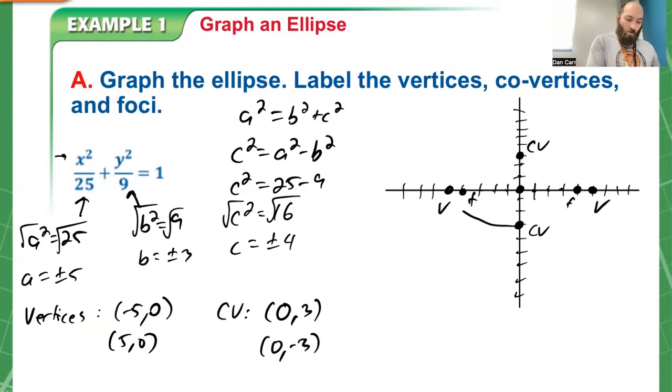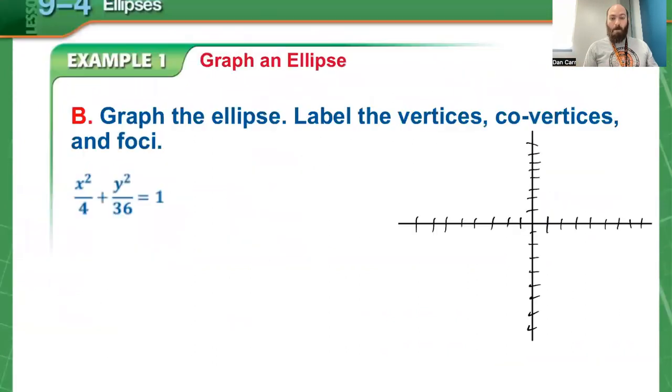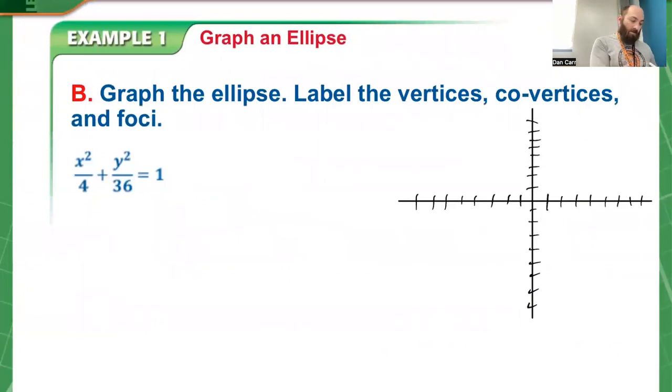So just to get my little oval shape, as long as you have all your vertices, co-vertices, and label the foci, that's what we're looking for in a graph. So this is a good horizontal one. And again, that's because the larger number, 25, is under the x squared. It goes horizontally. Here's one that's going to go vertically because 36 is under the y squared.